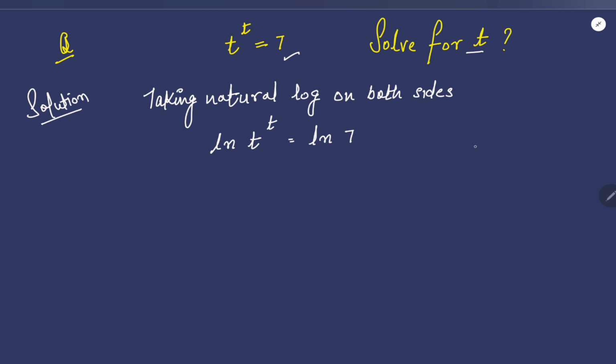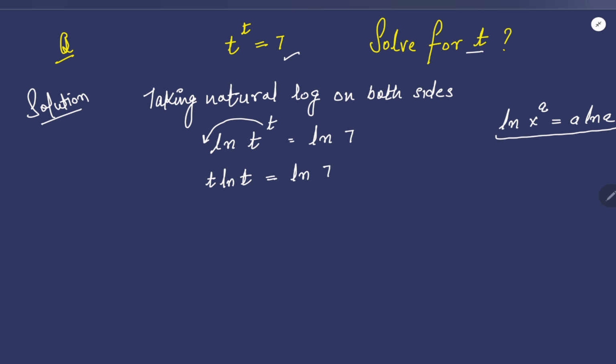Now there is a formula. What is that formula? ln x raised to power a is equal to a ln x, if I am using natural log here. Okay, so we have this. So that means this t will come here, right? And it will become t ln t is equal to ln 7, right?